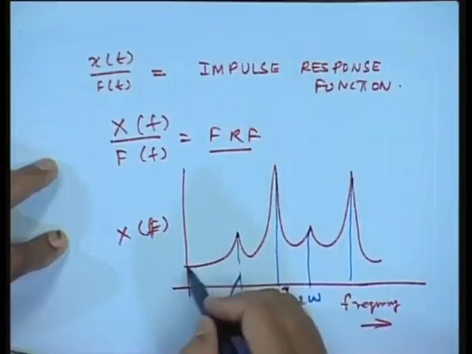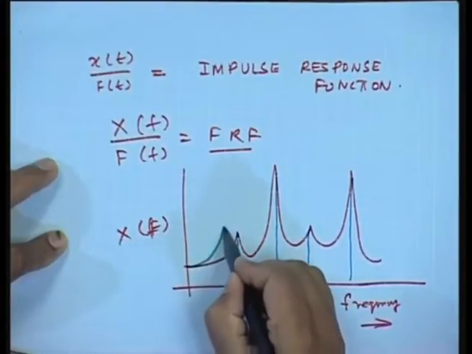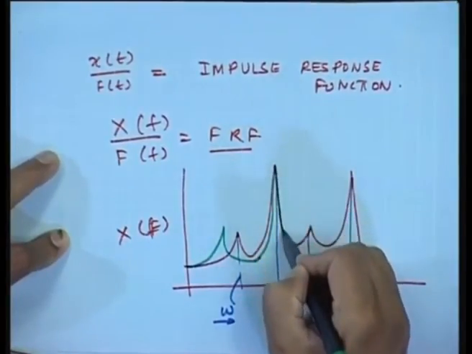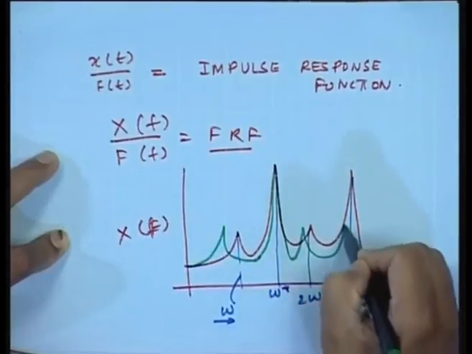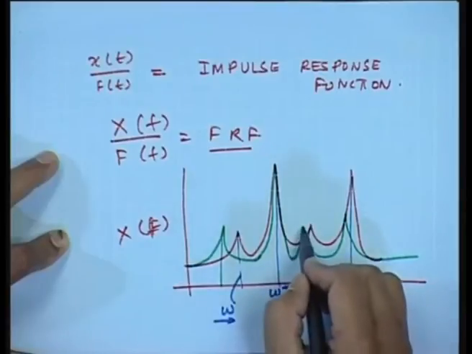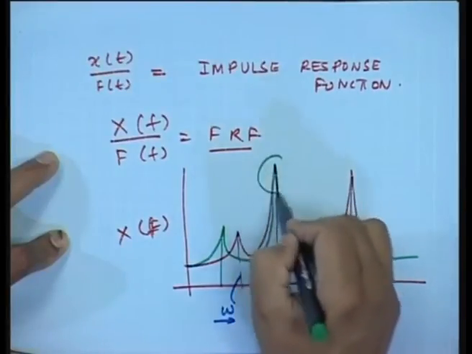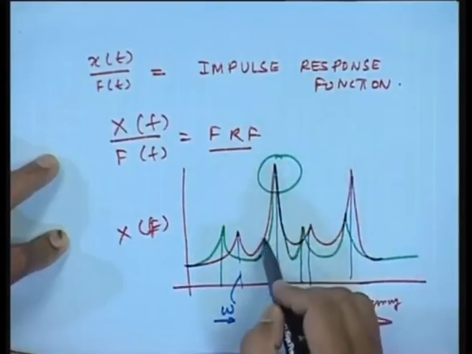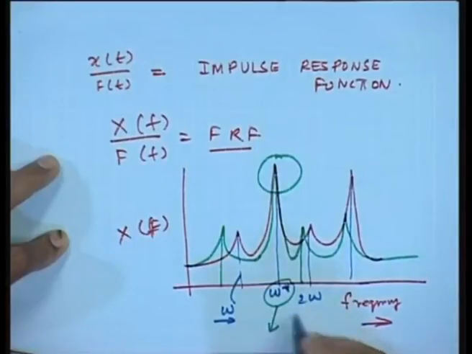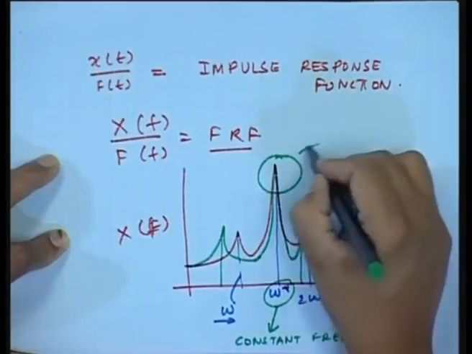Maybe if I change omega, maybe reduce the speed of the machine, I get something. So, this is my new omega, and then I have this 2 omega here, but you see here the red curve, the previous red curve and the green curve, they do not move, and this omega star could be a constant frequency, which could perhaps be the natural frequency.